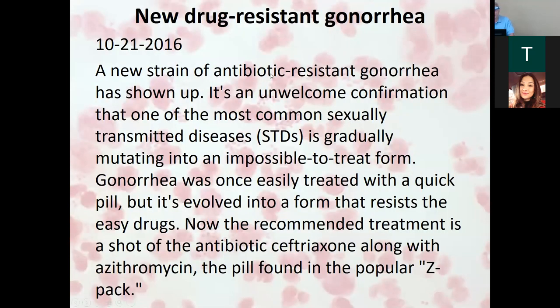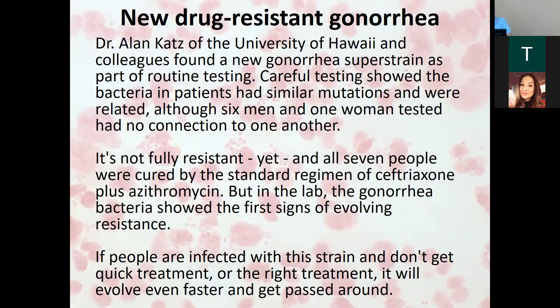So this is from 2016. A new strain of antibiotic-resistant gonorrhea had shown up. It's the most commonly sexually transmitted disease. We can usually give it with penicillin. Now they recommend not just penicillin, but ceftriaxone as another antibiotic, along with azithromycin, the popular Z-Pak. If you are a connoisseur of antibiotics, you've probably had the Z-Pak. We see the Z-Pak a lot with upper respiratory illnesses, and doctors look for that. So this is Dr. Katz from Hawaii. They found a new gonorrhea super strain in routine testing.